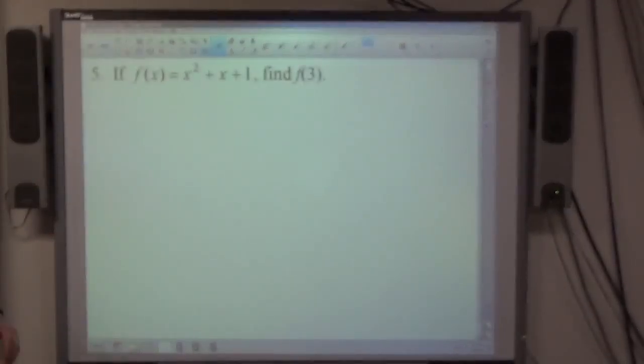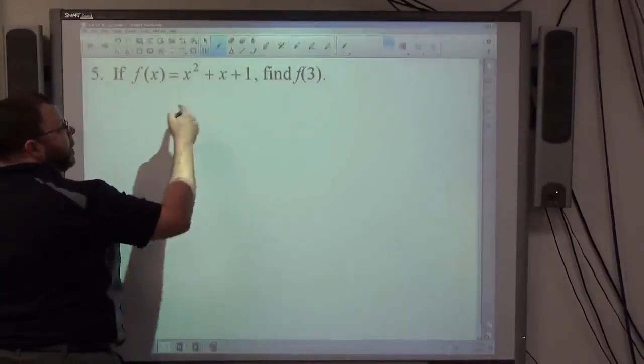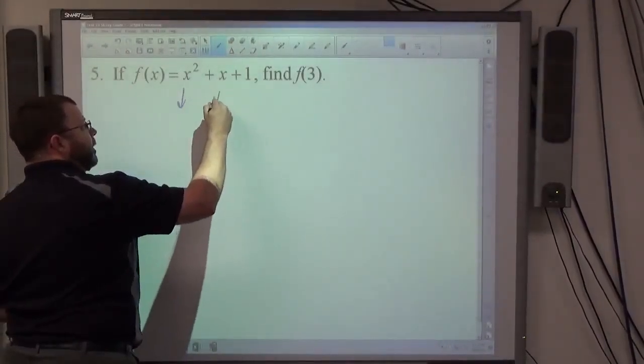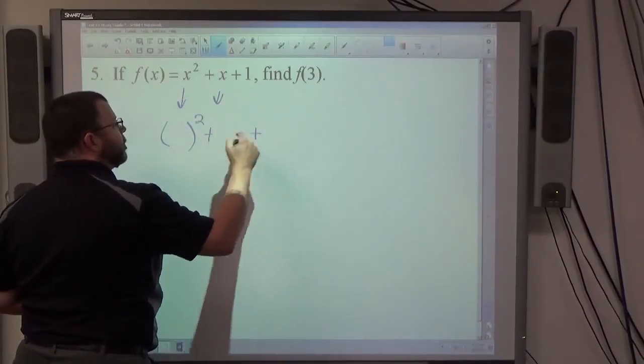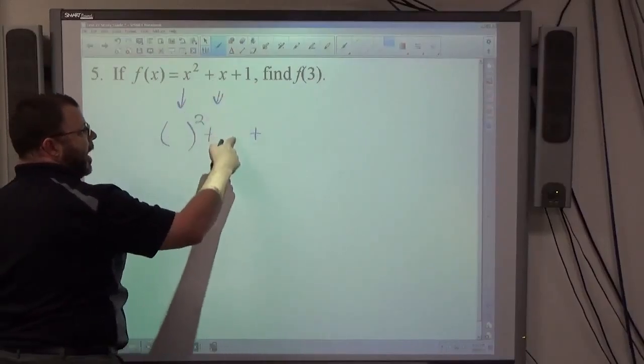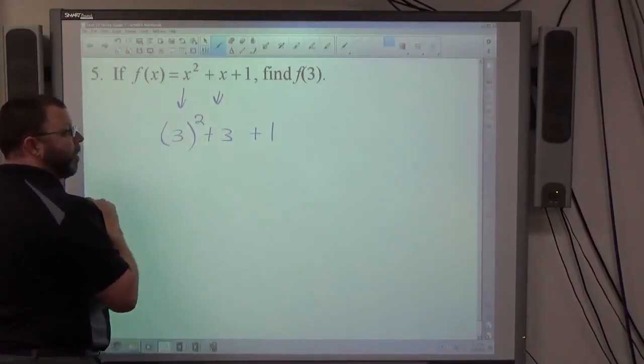Number 5, if f of x equals x squared plus x plus 1, find f of 3. F of 3 simply means to take each x and change it to the number 3, keeping the structure of the problem as it was. So x is being squared, added to x, added to 1. Change all the x's to 3's. Follow the order of operations.